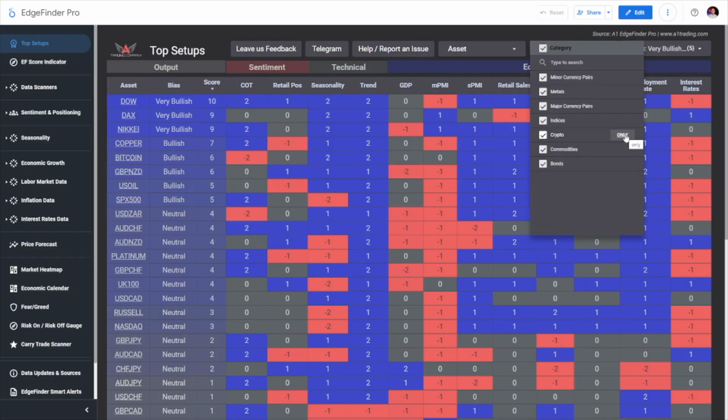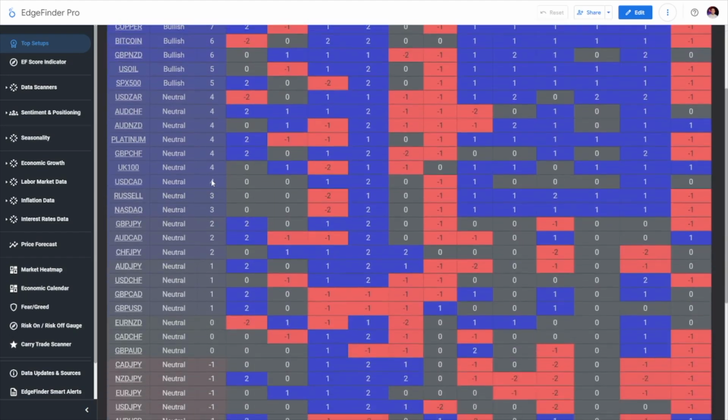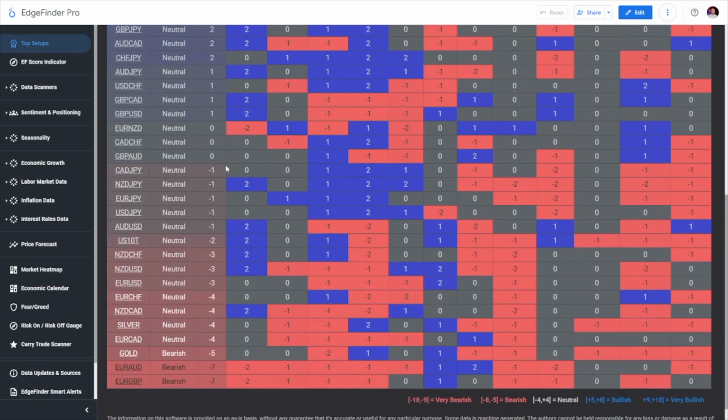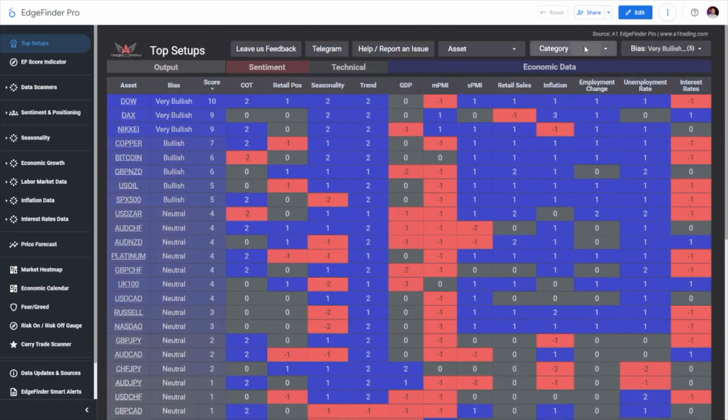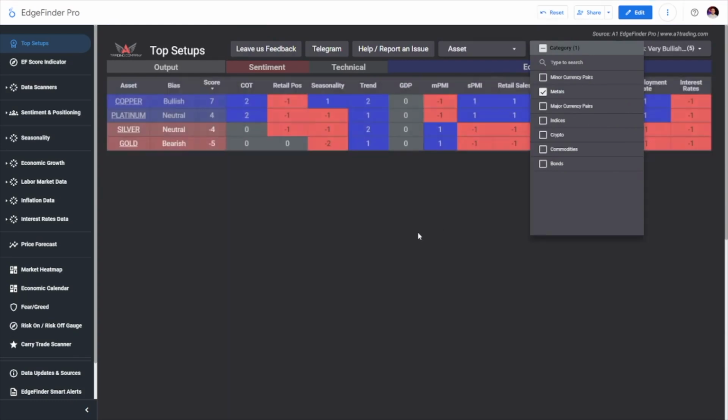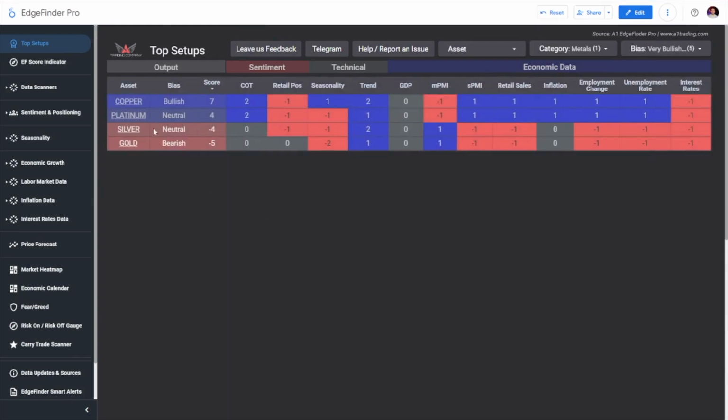Over the years, we've even added some crypto with Bitcoin's inclusion in the EdgeFinder's algorithm, as well as many other unique commodities and even minor commodities, things like copper and platinum, etc. If we go over to metals, we had a metals update recently where you can see we're tracking some metal readings as well: gold, silver, platinum, and copper.